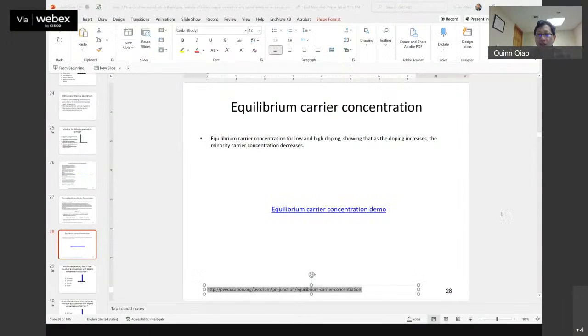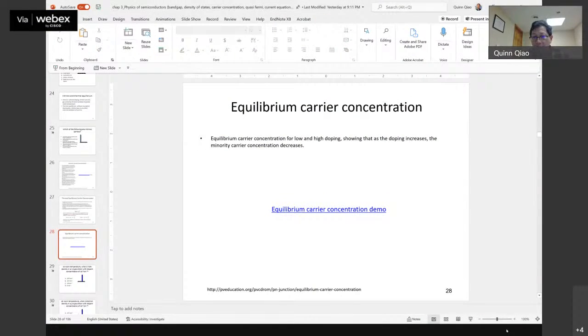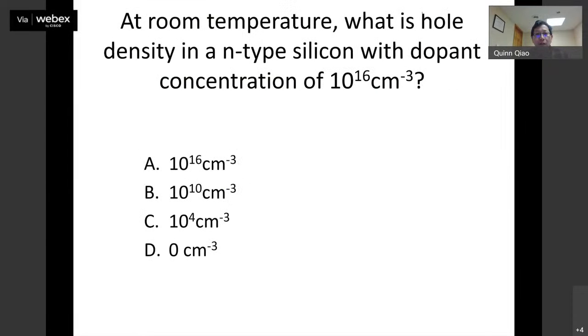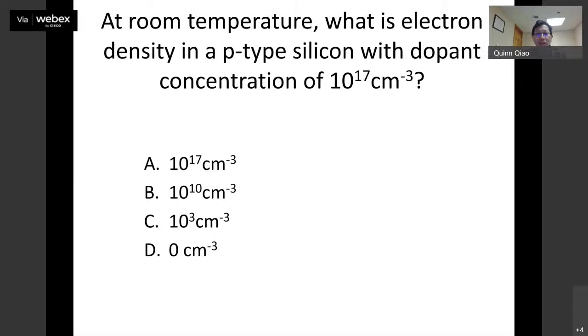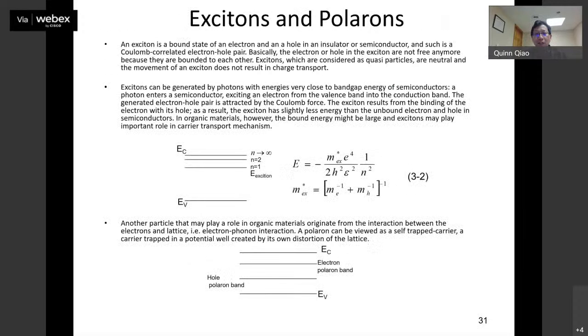That's what it means: the product of n and p is constant. With this, these are some questions you can figure out by yourselves, very simple calculations. I'm going to skip this.